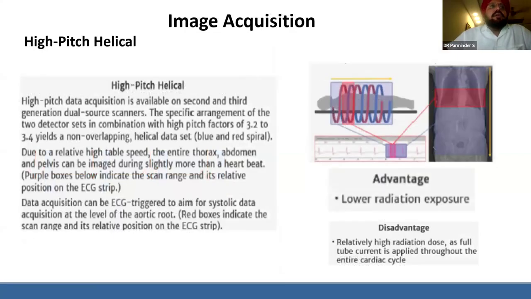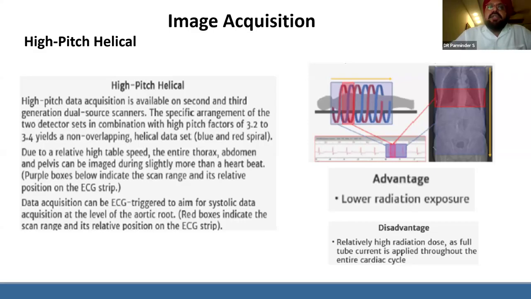This is another approach, high pitch helical. This is a combination of the systems. Here we use two scanners, dual source scanners, where they acquire the data at a rapid speed. The advantage of this method is that it acquires data at a high speed. The whole thorax, abdomen, and pelvis can be imaged in slightly more than a heartbeat. So it's really quick, really fast.